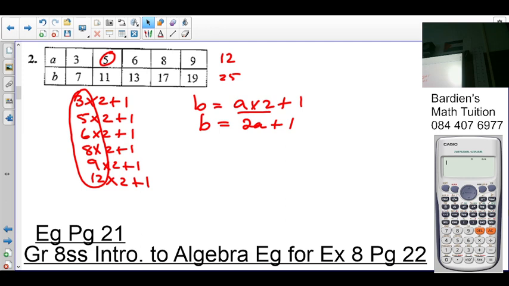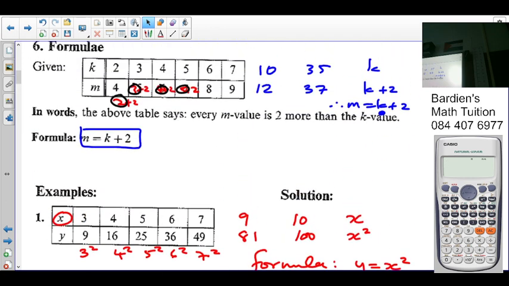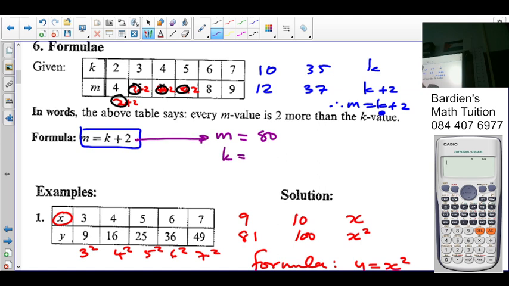Okay, just throw a spanner in the works here. What would, if I chose M, that's not part of the sum, eh? If I chose M is equal to 80, for this formula, if M was 80, then what would K be? 78. Why? So I'm working in reverse now. That would have been 78.